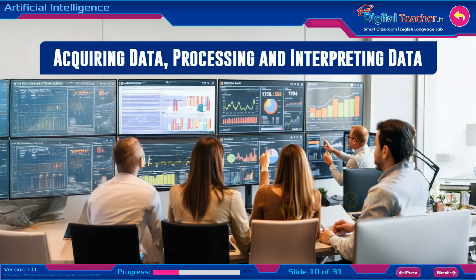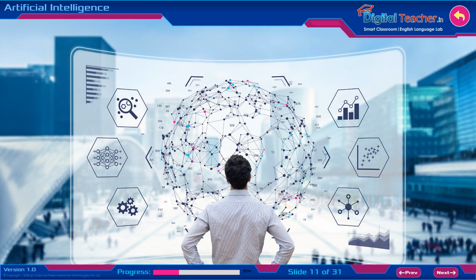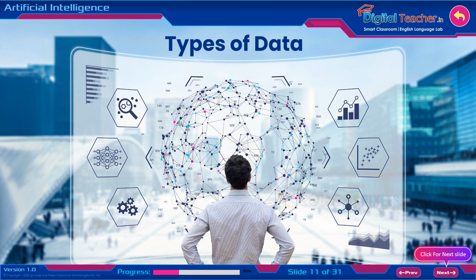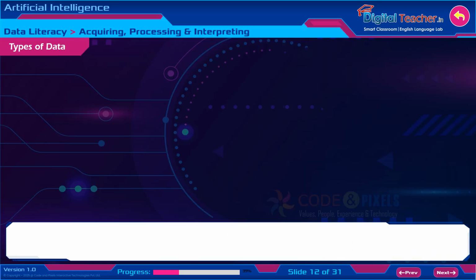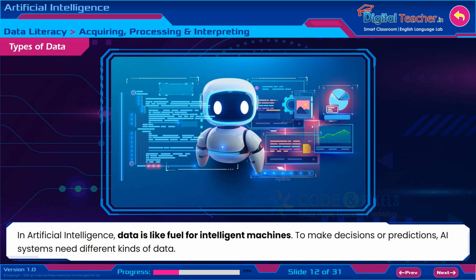Acquiring data, processing and interpreting data. Types of data. In artificial intelligence, data is like fuel for intelligent machines. To make decisions or predictions, AI systems need different kinds of data.